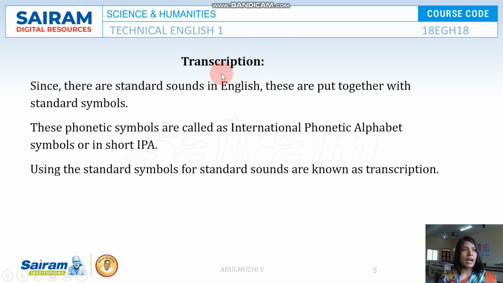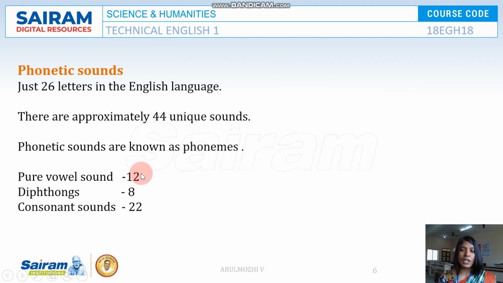In order to understand this received pronunciation, we have to understand its alphabet. The 26 alphabet letters in the English language are all the way different from the alphabet of phonetic language in English. Since there are standard sounds in English, there are standard symbols put together to make it work. These phonetic symbols are called International Phonetic Alphabet symbols, or in short IPA. Using the standard symbols for standard sounds is known as transcription.